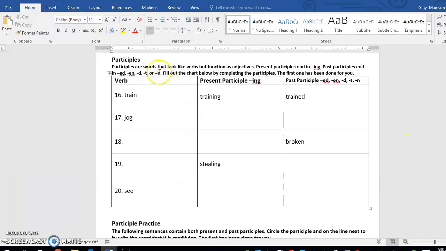Then you have participles. Participles are words that end in ing, present participles, or past participles in an ed, en, d, t, or n. They function as adjectives. So first you're going to fill out this chart where you are going to take your verb and you're going to make the present participle with the ing on it. You're going to make the past participle, trained in this case, has ed on the end of it. Okay? You're going to fill out the chart with all the verb forms here.